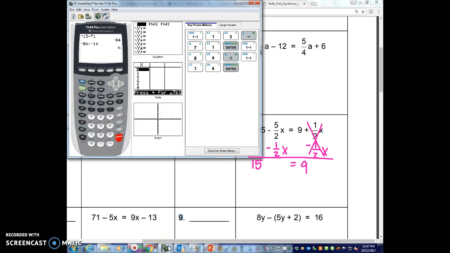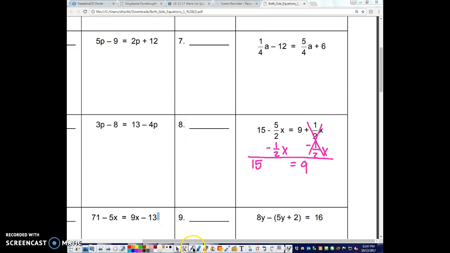Okay, so we have parentheses, negative 5 over 2, parentheses. Type this in with me. Minus, parentheses, 1 divided by 2, parentheses. Yours look like mine? Should. Okay, hit enter. Negative 3. Okay, negative 3. So we have minus 3x.